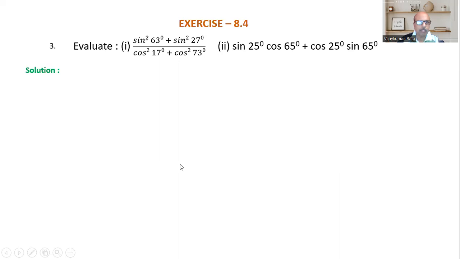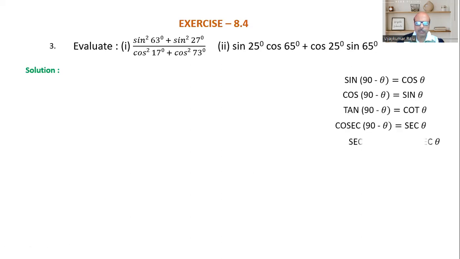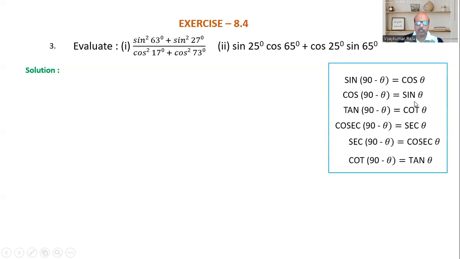Now question number 3. Here see sine square. So here we need to use the concept of complementary angles. Take the first one. So we have written down all the relations between the angle and its complementary angles. So once you know them, let's remember this. And now let us take the first question. Sine square 63 degrees plus sine square 27 degrees upon cos square 17 degrees plus cos square 73 degrees.